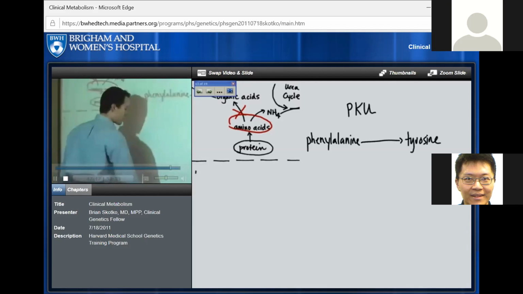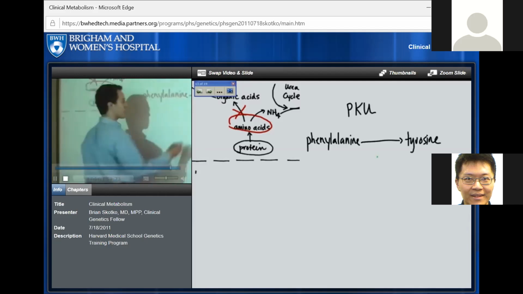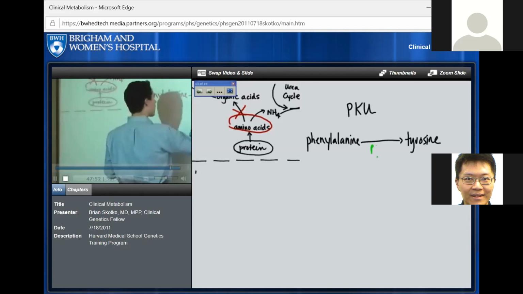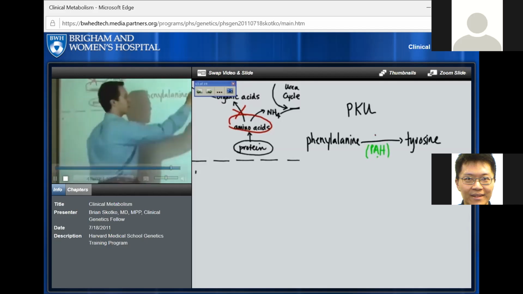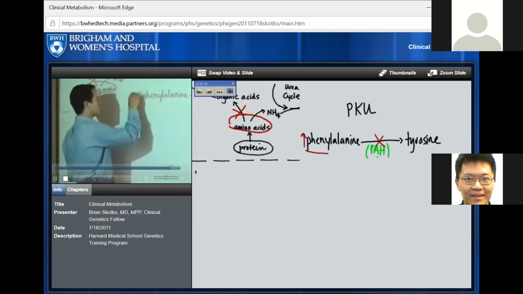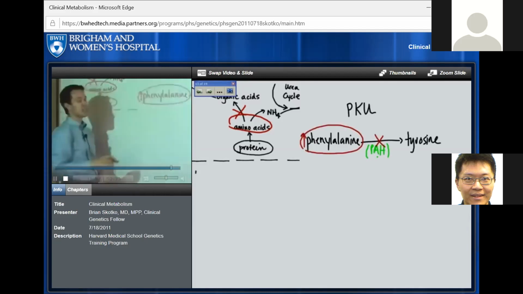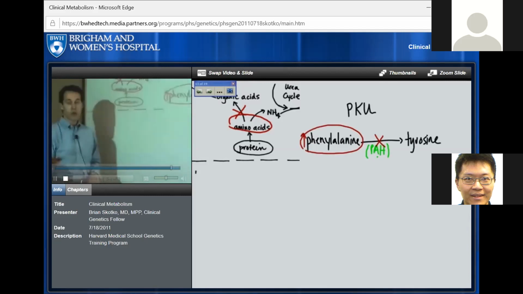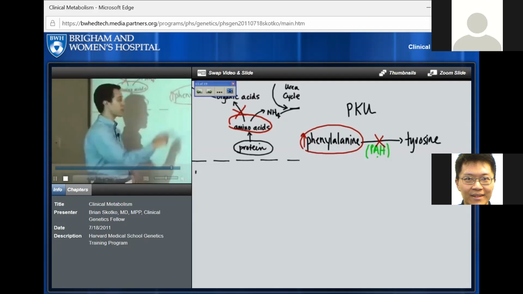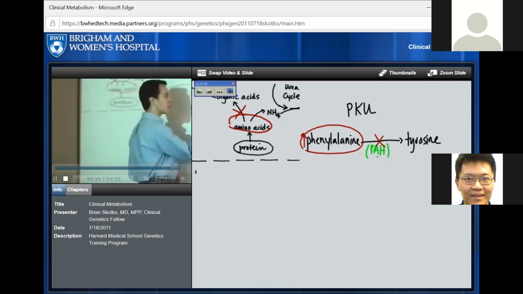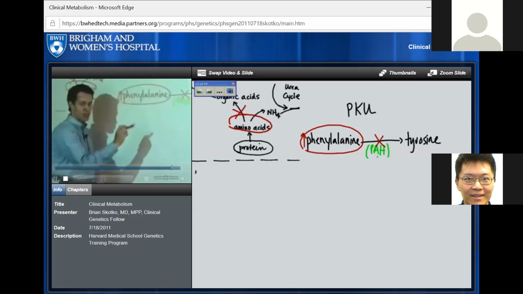And the enzyme that you need, all of these lines represent enzymes as we've been talking about, is phenylalanine hydroxylase, or as we abbreviate, PAH. So if you have no PAH whatsoever, then you can't convert phenylalanine to tyrosine, and you have an increase in phenylalanine, which is going to lead to some of the clinical characteristics that come along with PKU. And some of those involve learning disabilities if the phenylalanine is too high for too long. Sometimes there is not complete absence of PAH, but a decreased amount.